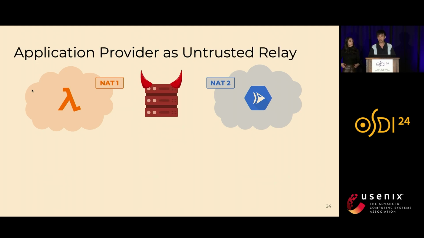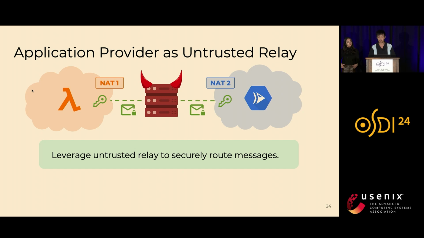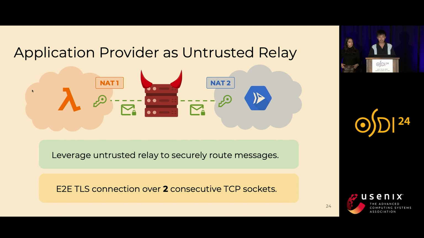Our main insight here is that we can leverage the application provider as an untrusted relay. Remember that in our threat model, the application provider is untrusted for security, but we can trust them for availability. That means they can host a service for us. So the key idea here is that we can leverage this application provider to host an untrusted relay for us that can securely route messages between these serverless functions. And to realize that, we design a specialized relay protocol in Flock that enables us to establish an end-to-end secure TLS connection over 2 consecutive TCP sockets connected to this untrusted relay from the serverless functions. And for more details of our serverless relay, please refer to our paper.